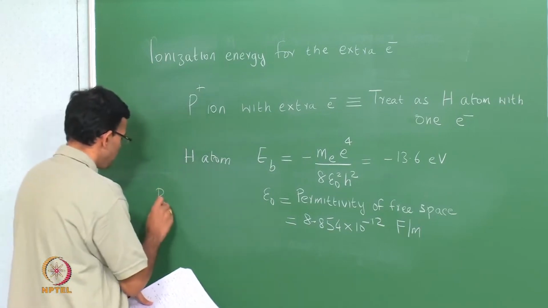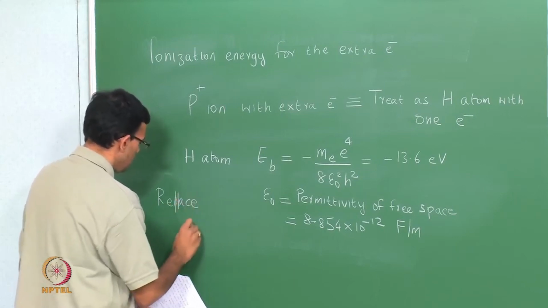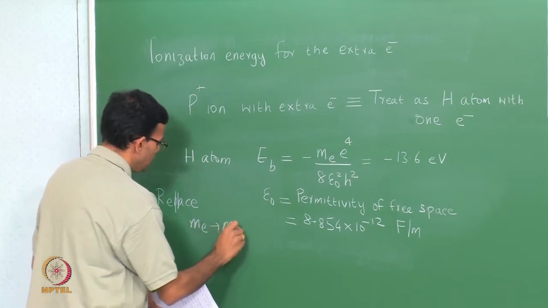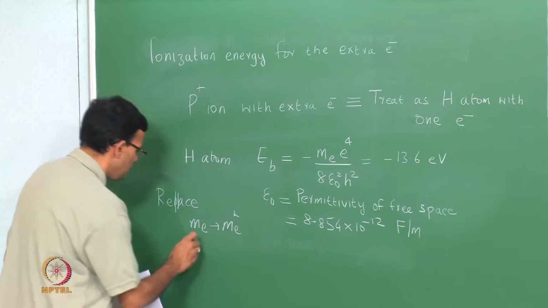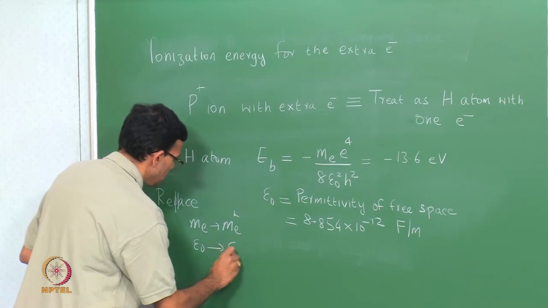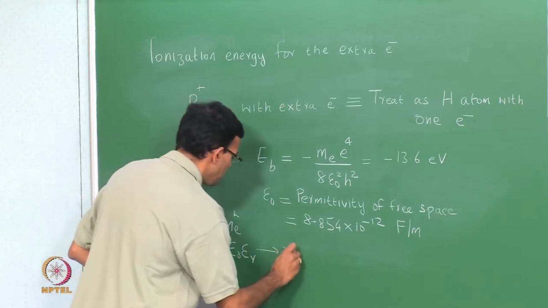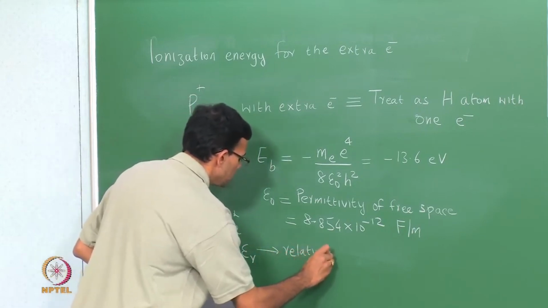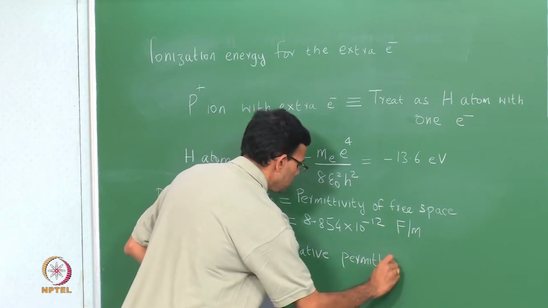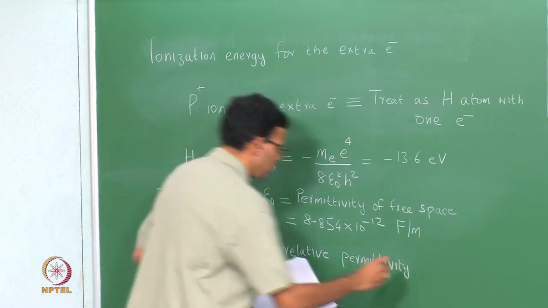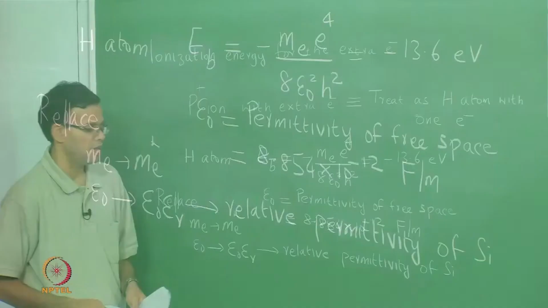So, we will replace m_e by m_e star, which is the effective mass of the electron in silicon, and we will replace epsilon naught by epsilon naught epsilon_r, where epsilon_r is the relative permittivity of silicon. So, let me rewrite this expression again.